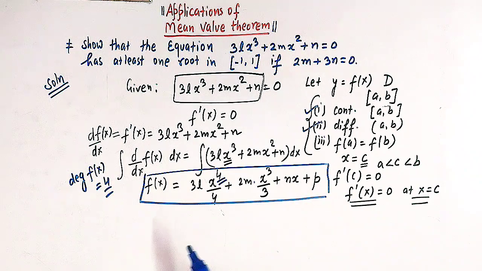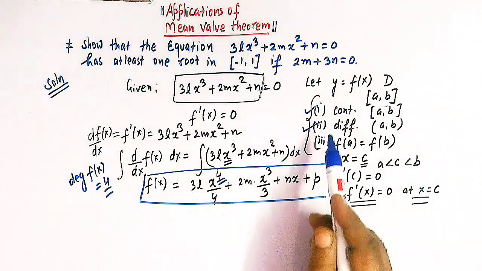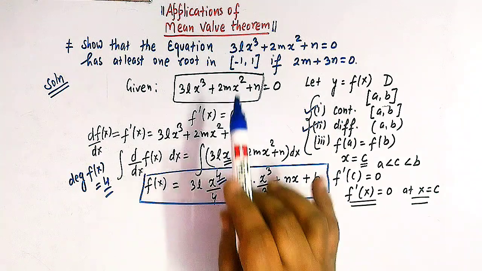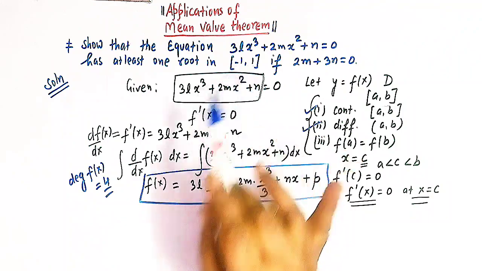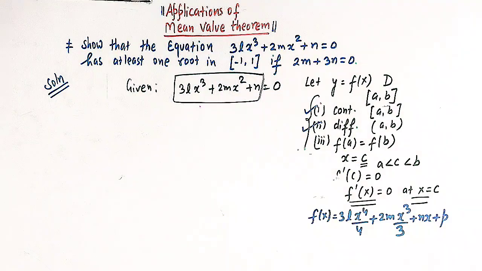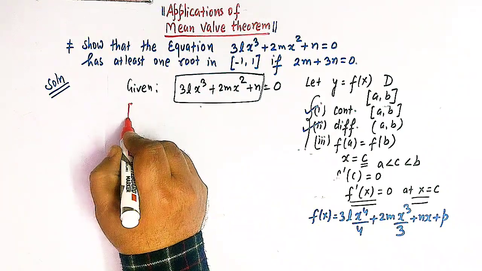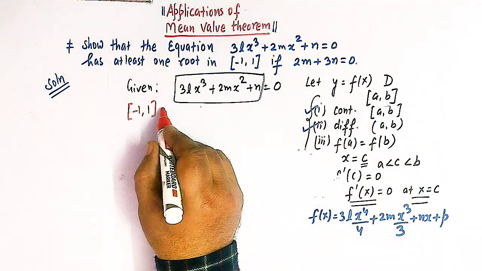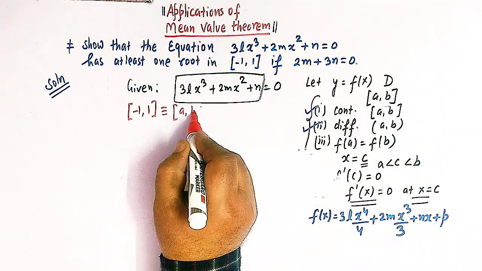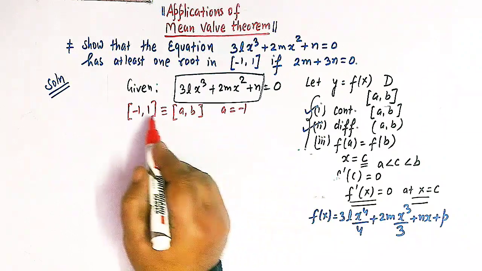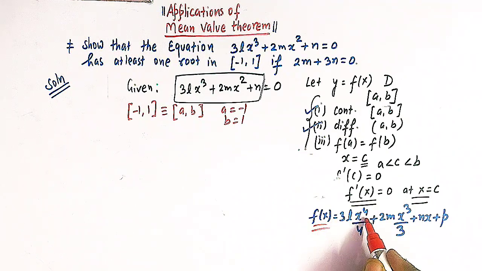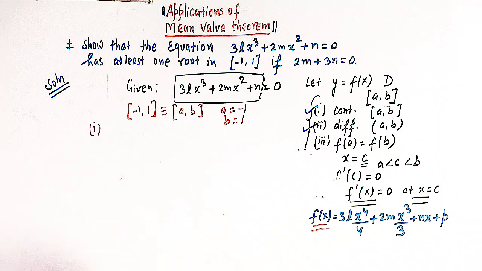And let us see the conditions of Rolle's theorem for this function f of x in the interval minus 1 comma 1. So now we have this interval that is from minus 1 to 1. So the value of a is equal to minus 1 and b is equal to 1, right? And our function is f of x, which is a fourth degree polynomial. So let us see the conditions of Rolle's theorem.